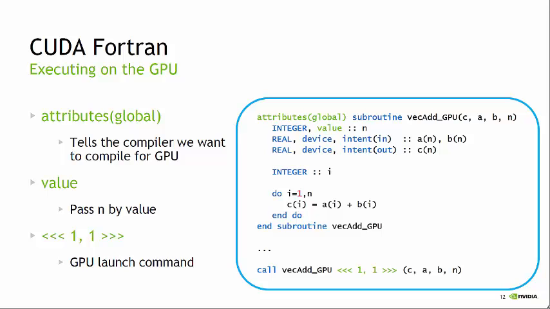In this case, we have 1. So this code will execute on the GPU. However, it won't execute in parallel on the GPU. We are launching 1 times 1 thread. So that's 1 thread. So we still have our do loop here. We still have a loop over n elements.